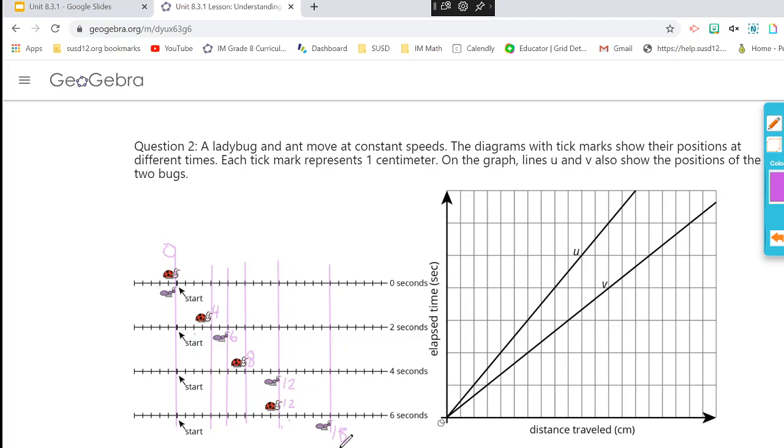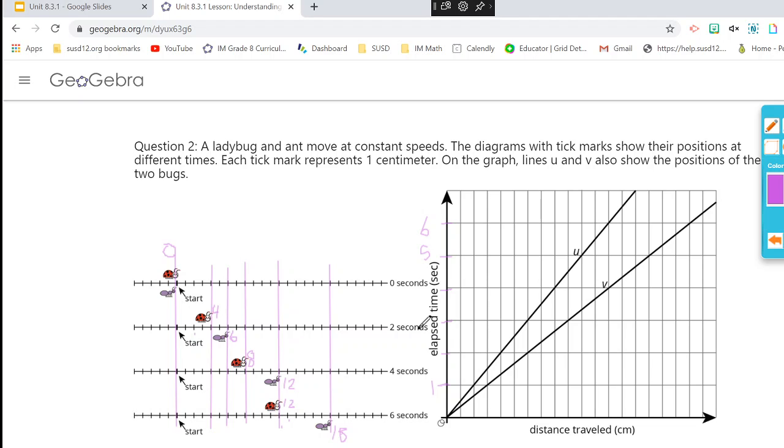Okay, now which line shows the ladybug's movement? Well, ant is faster, ladybug is slower. So let's just take a look here. After, let's say this is 2 seconds. Let's say this is 2, and this is 4 seconds, 6 seconds. You know what? That's not a good scale. Let me try something different. I'll say this is 1 second, and this is 2 seconds, 3 seconds, 4 seconds, 5 seconds, and 6 seconds.